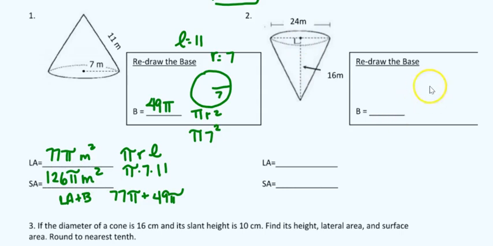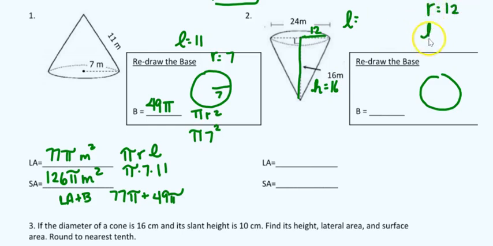All right, let's redraw the base of this one. Same thing, a little bit different this time because they're not giving us the lateral. We don't know the slant height. We do know the radius because it's going to be half of this diameter, so that's a 12. We do know the height is 16. Radius is 12. Height of the entire cone is 16. We're about to find the slant height, and then the area of the base.